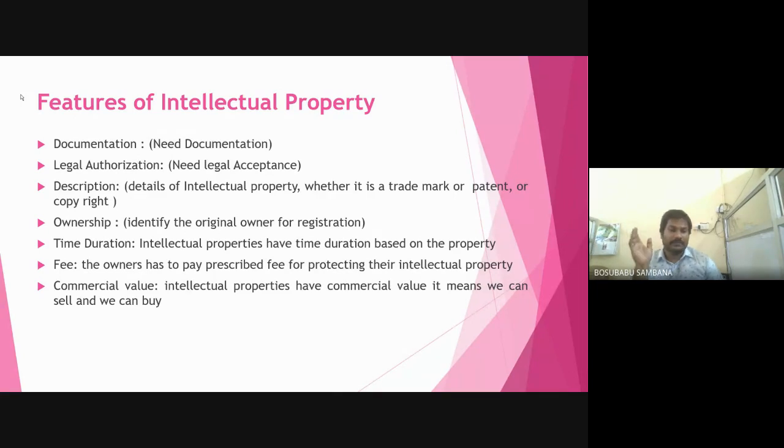Form 5. And time duration: intellectual property has a specific time duration based on the property. Like filing, immediately you need to file, and then after filing, if you want early publication, go through Form 18. Form 18 fees is 2,500. In general, the fee for Form 1 is 1,600 rupees.